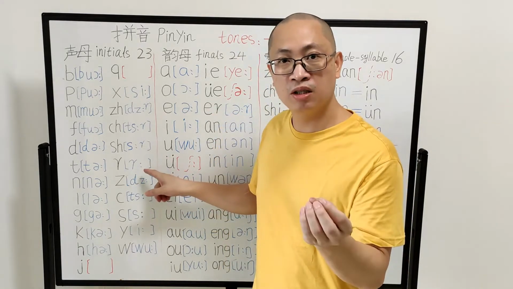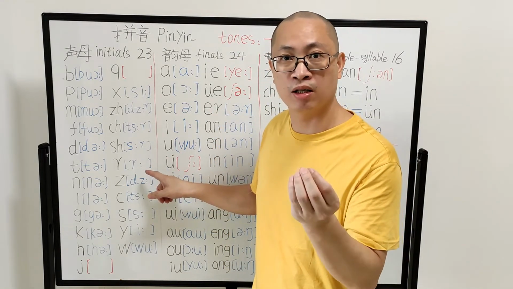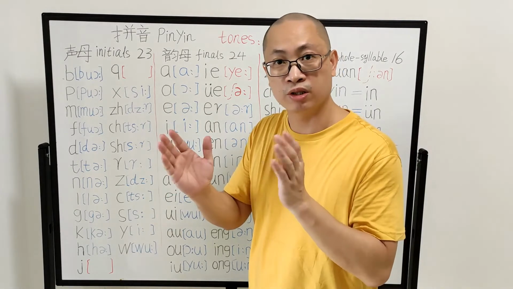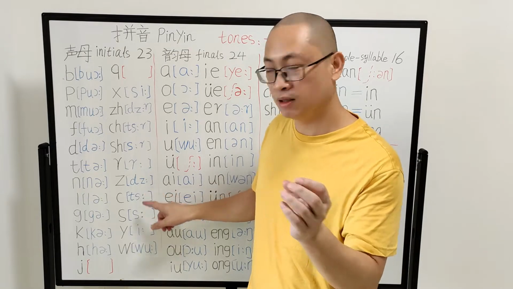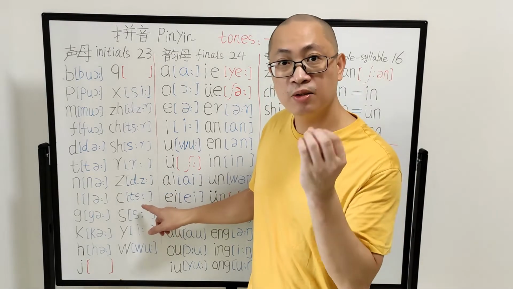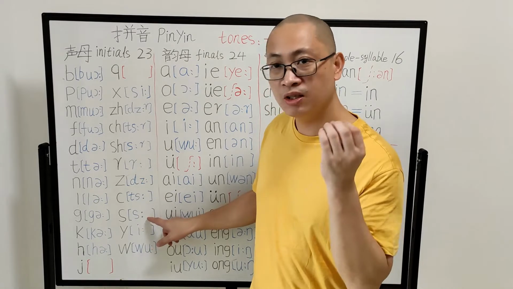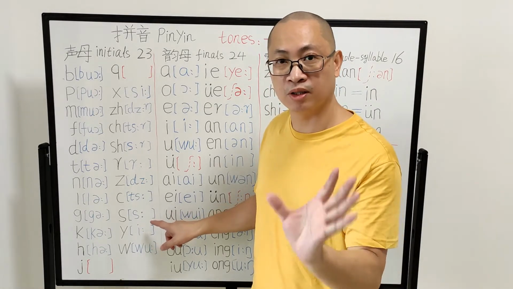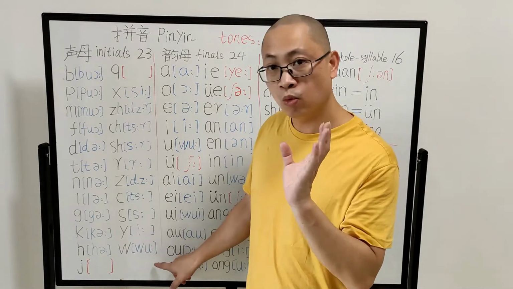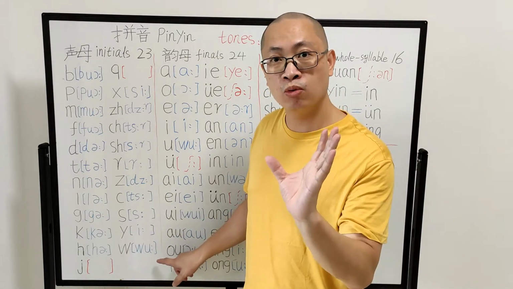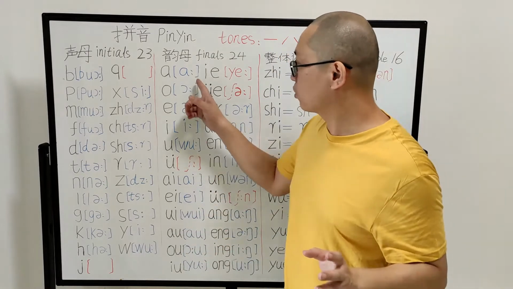Next, same as English. Prolong your voice. Next, z, z, c, c, s, s. Do not curve the tongue. Next, e, e. Next, u, u. Okay, this group.